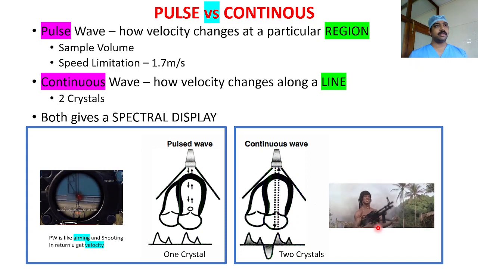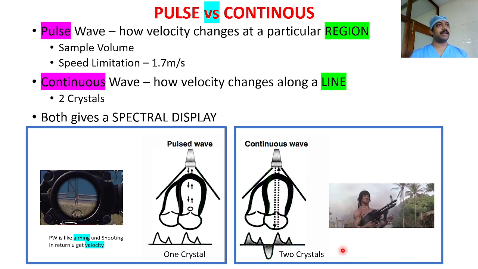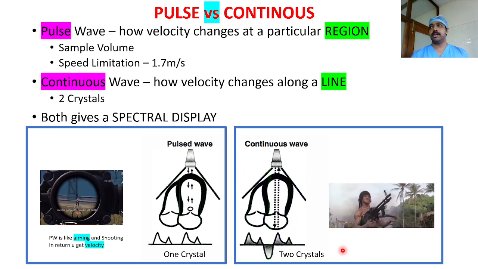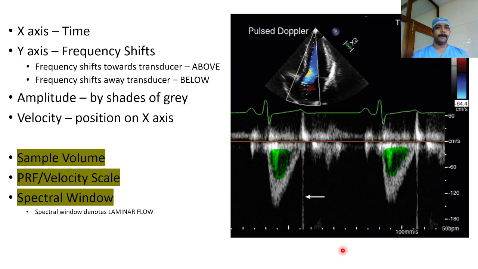So pulse wave has a speed limit and continuous wave will pick up any velocities. Typically for the mitral valve we can use pulse wave. For continuous, the aortic valve and the like may tend to go for higher velocity. Aortic stenosis will go for a higher velocity.